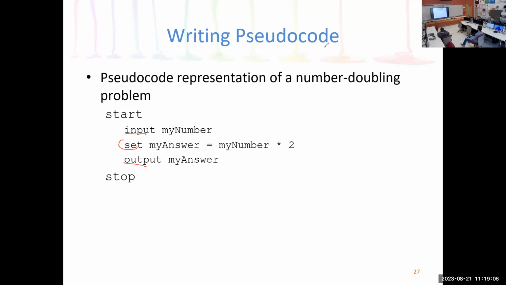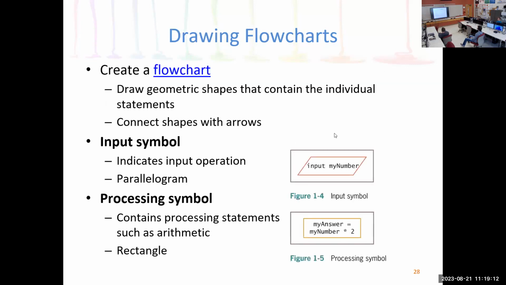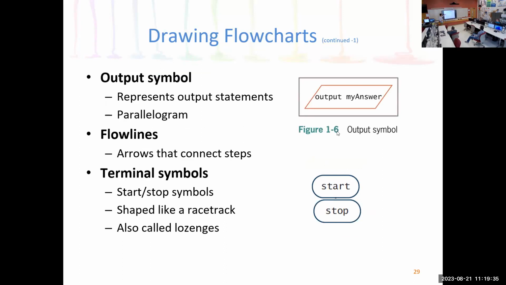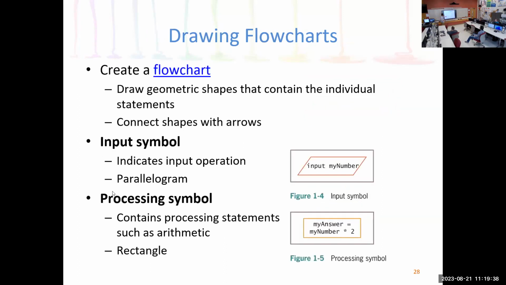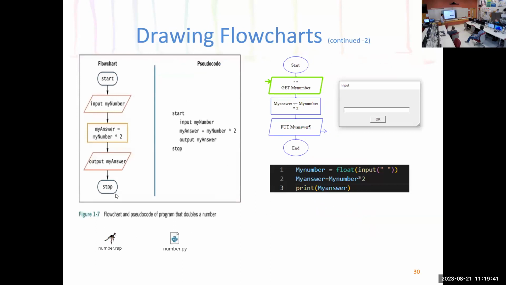Okay. Now this is the pseudocode for the flowchart here. A flowchart is also pictorial, very straightforward to see. To create a flowchart, you draw geometric shapes that contain individual statements, and connect the shapes with arrows. You have the input symbol, the processing symbol, and the output symbol, and everything is interconnected by arrows. Later on, you can see this flowchart. You have start, stop here.